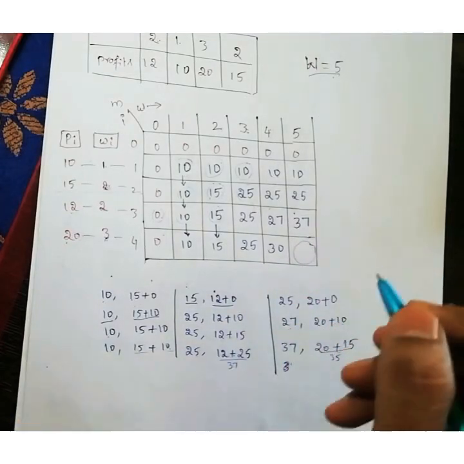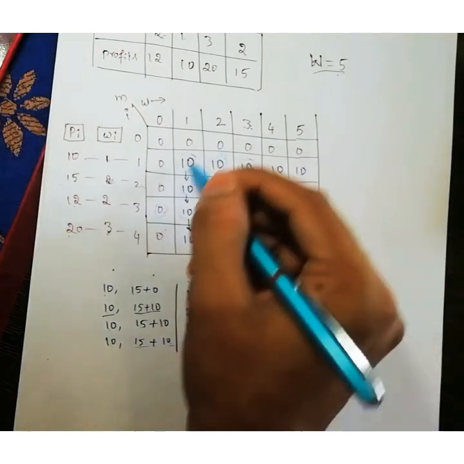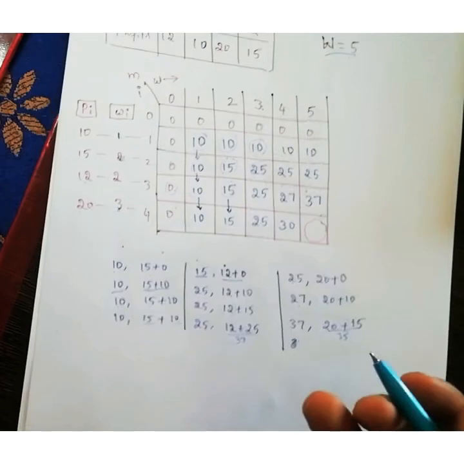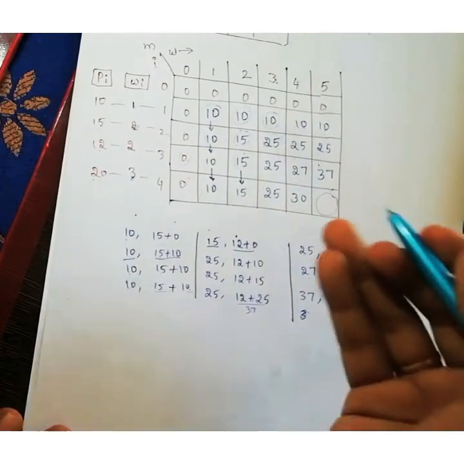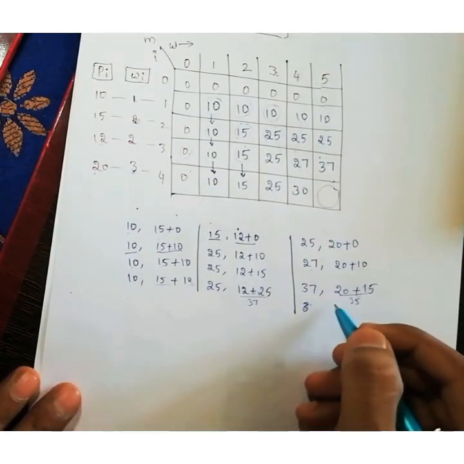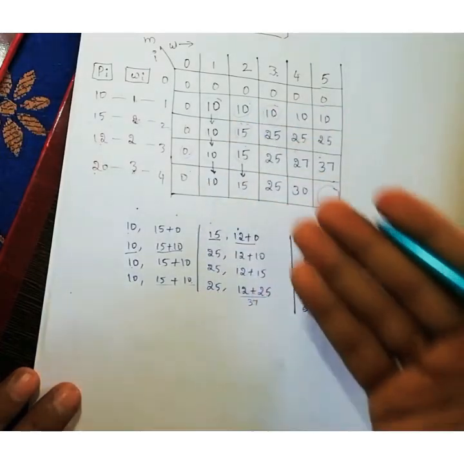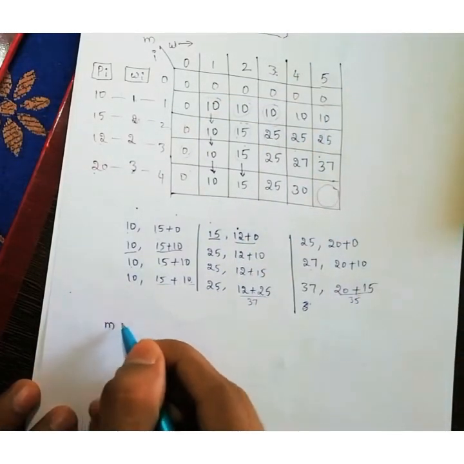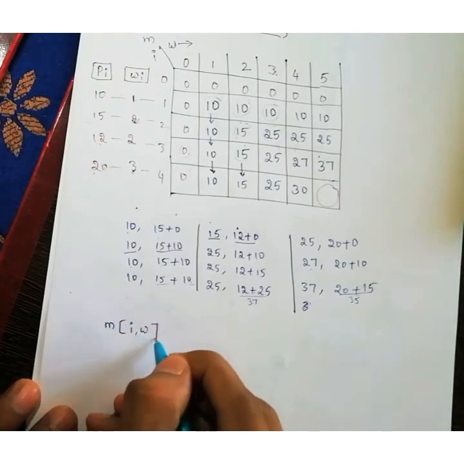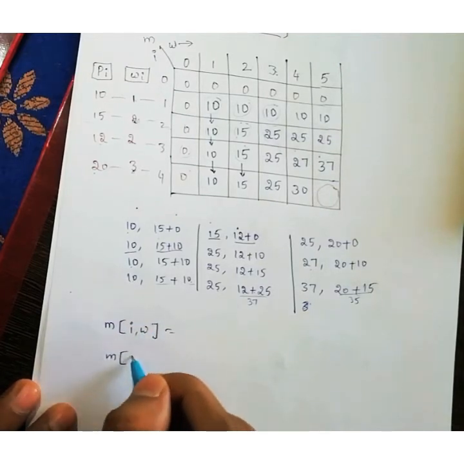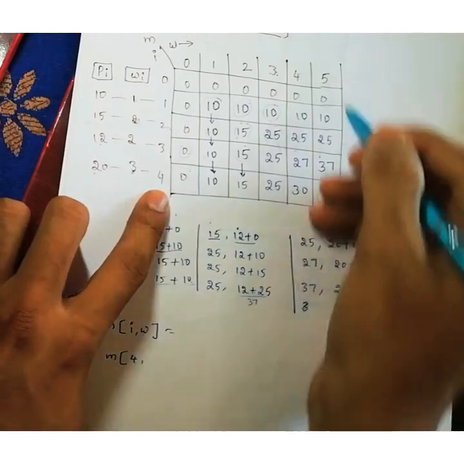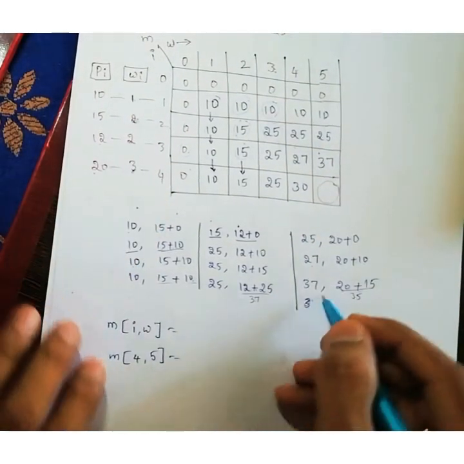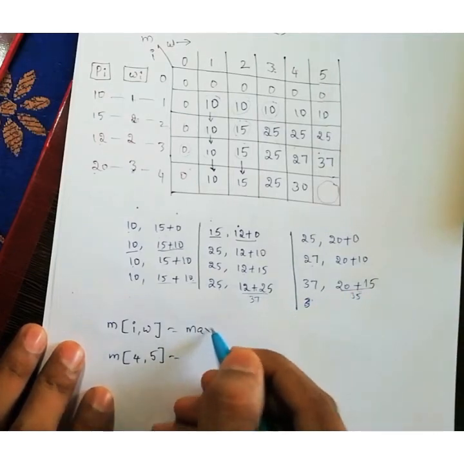Now I will show you how to fill all the columns by using a formula. So instead of directly writing, here we are using some formulas, and I will show you how to fill that. For one cell I will show you, and that formula is applied to all elements also. So the formula will be m of i comma w. For example, m of i is here 4, w value is 5. So I am filling m of 4 comma 5 equals, just I am taking maximum.